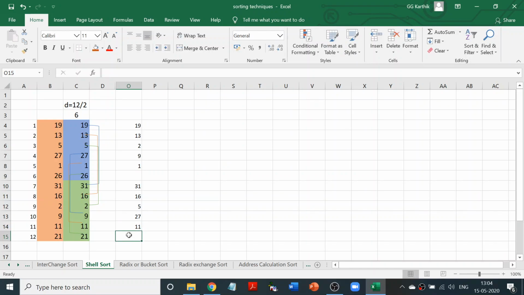The last pair here is 26 and 21. So 26 and 21 interchange is required. 21 goes here and 26 goes here. You understand? This is going to be our sorted list after the first iteration. So this is what we have done here.